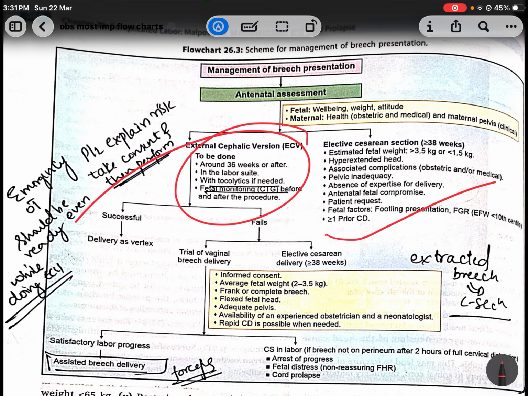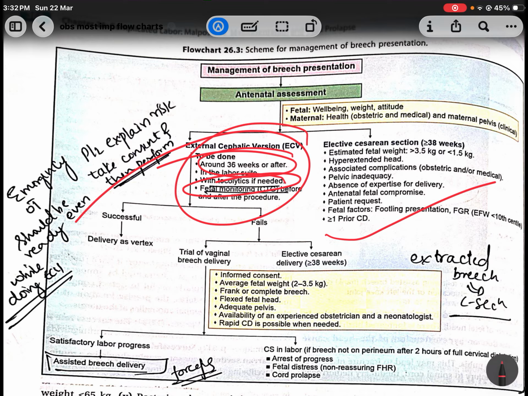That's what is being emphasized or is mostly being done nowadays. But again, if you have a chance, obviously you try for an external cephalic version. Make sure this is something which is important. Again, this is also important. Okay, obviously if it's successfully delivered as vertex, then excellent, very good.